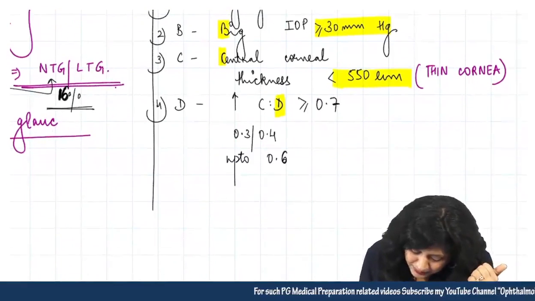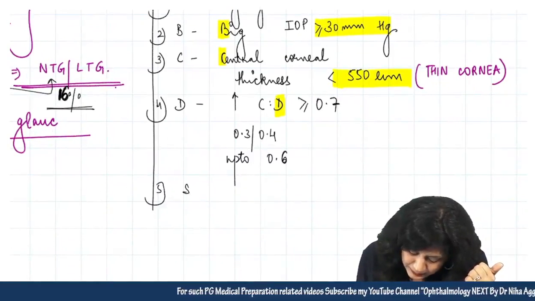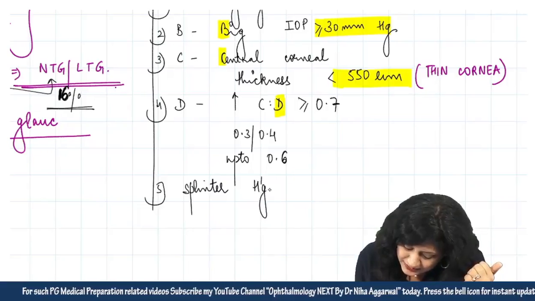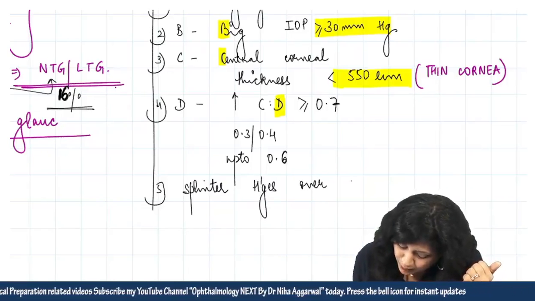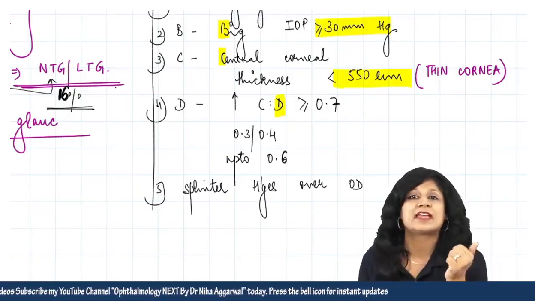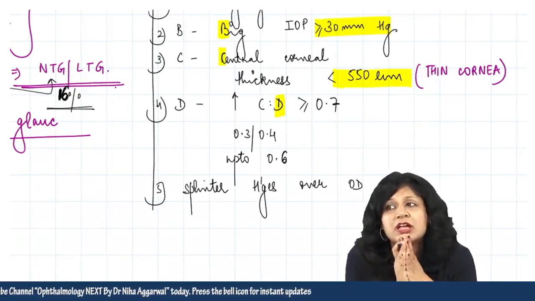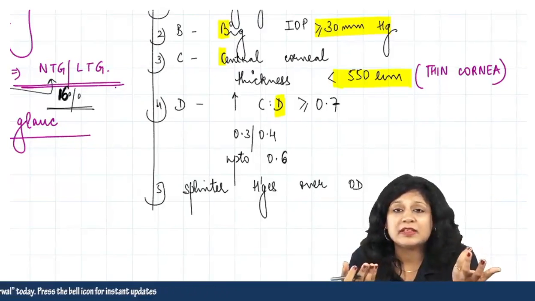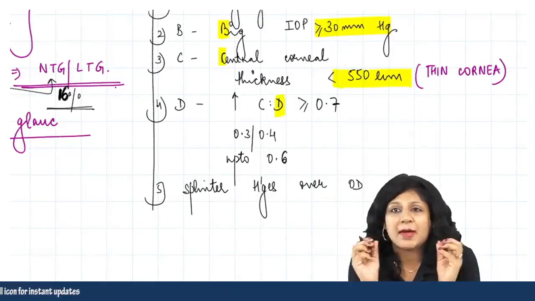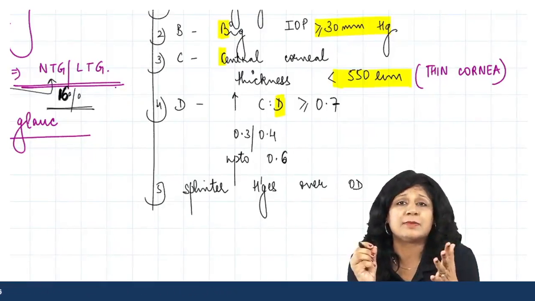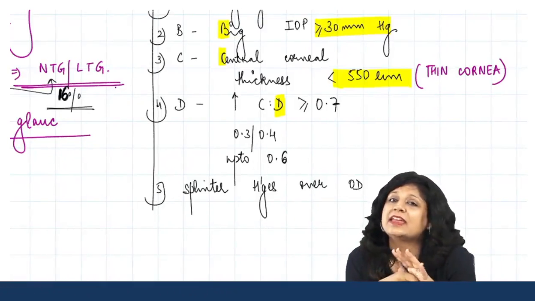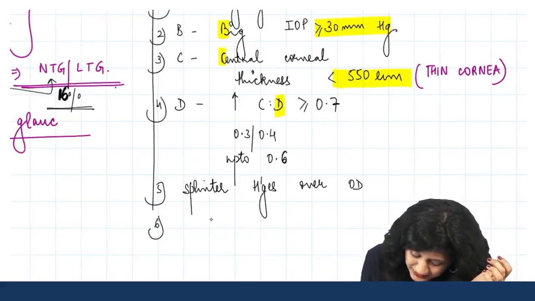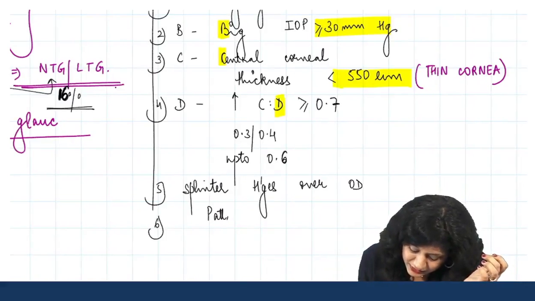Then number 5. If we have splinter hemorrhages over the optic disc, obviously that is also a sign of raised intraocular pressure going much beyond, because only then will the capillary leaks be there and you are going to see the hemorrhages. So if there are hemorrhages over the optic disc, I can get the high risk. And then I have something called the pattern standard deviation.